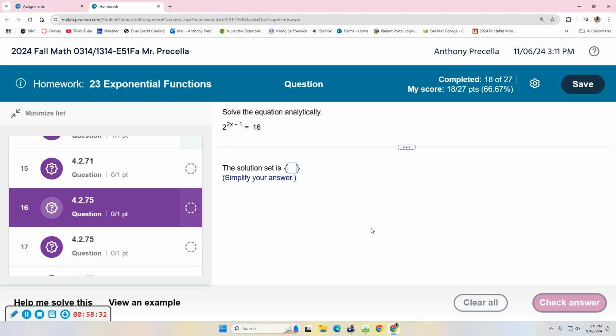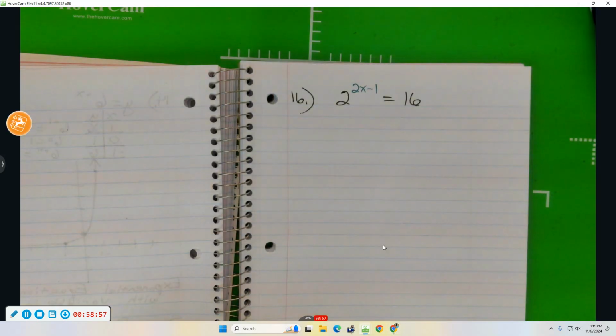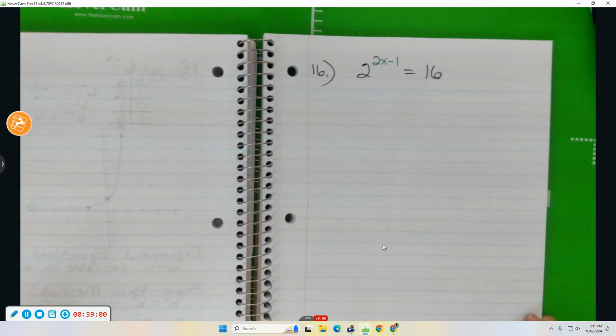Solve this equation analytically. This is number 16. Let me write it down. 2 to the 2x minus 1 is equal to 16. Goal is to get x equals a number.